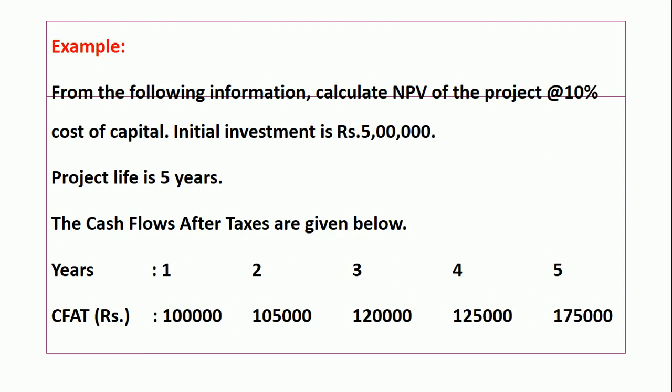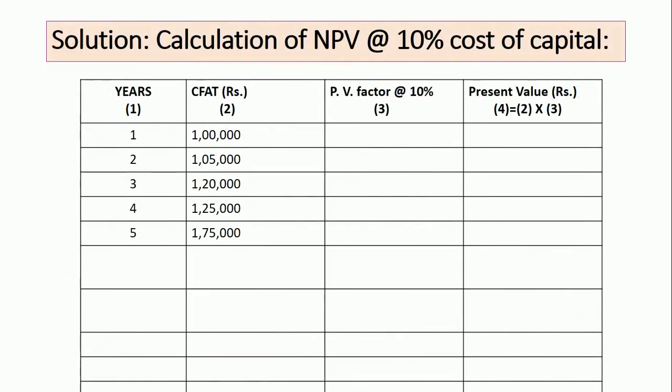For first year, 1 lakh rupees. CFAT for second year, 1,05,000 rupees. CFAT for third year, 1,20,000 rupees. CFAT for fourth year, 1,25,000 rupees. CFAT for fifth year, 1,75,000 rupees. With this information, we need to calculate net present value.